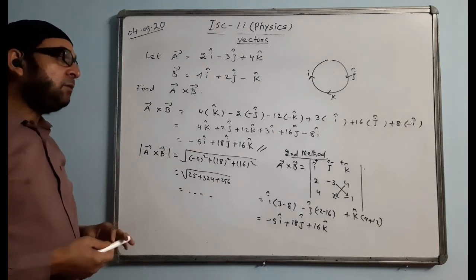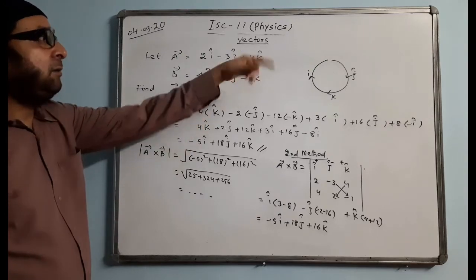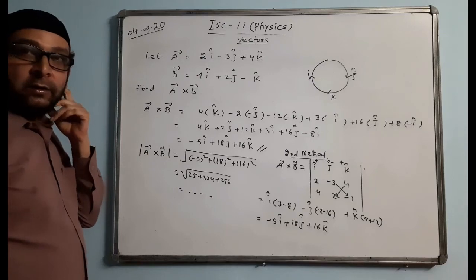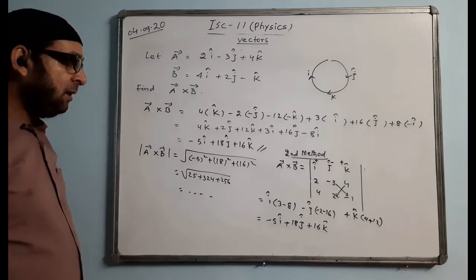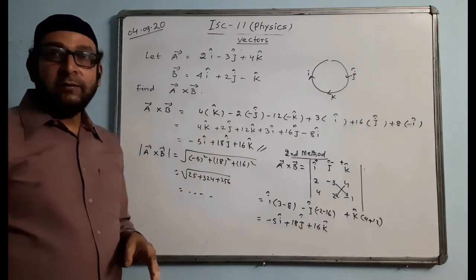In the determinant method, most of the students follow it because there is less chance of error. But in the other method, you have to think, draw the circle and do it slowly. And here the answer comes shorter, I mean faster. So you can follow either method to find the cross product of two vectors.